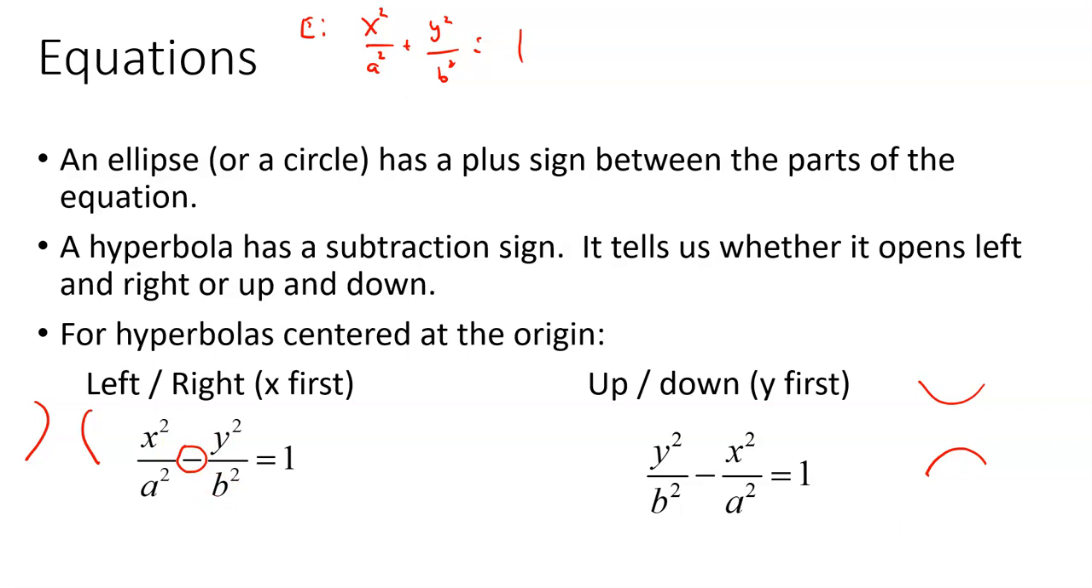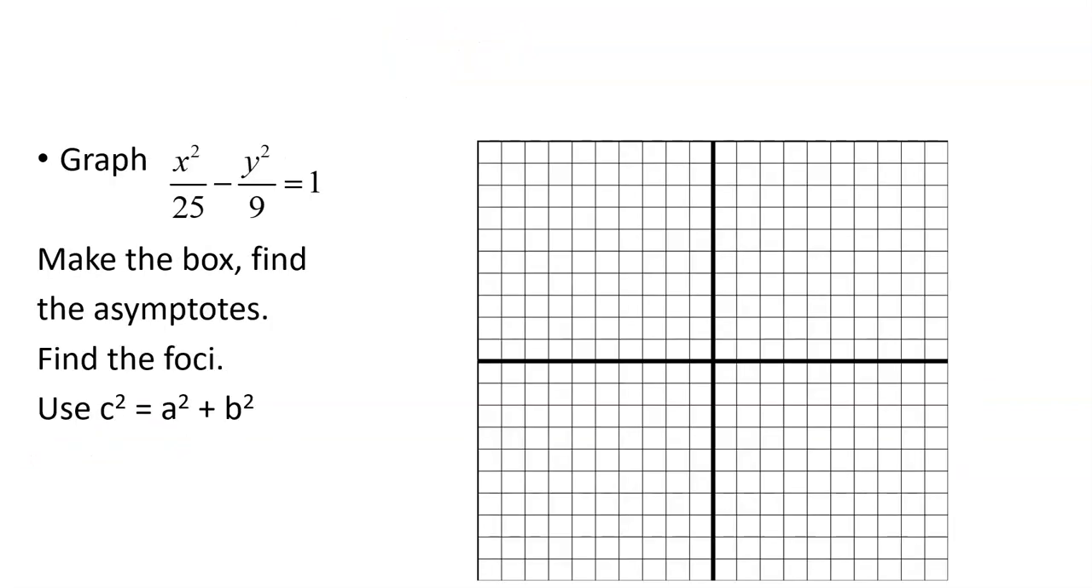So how do we graph these things? This one says x squared over 25 minus y squared over 9 equals 1. Make the box. I haven't said anything about a box. Well, here's how we figure out information about the box. First of all, this is not x minus anything or y minus anything, so the center of my box is 0, 0, kind of like what we did when we did the ellipses.